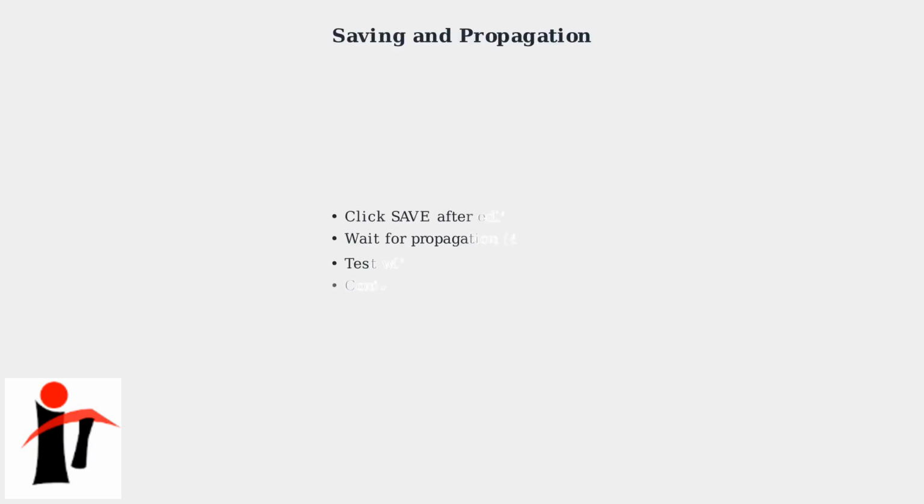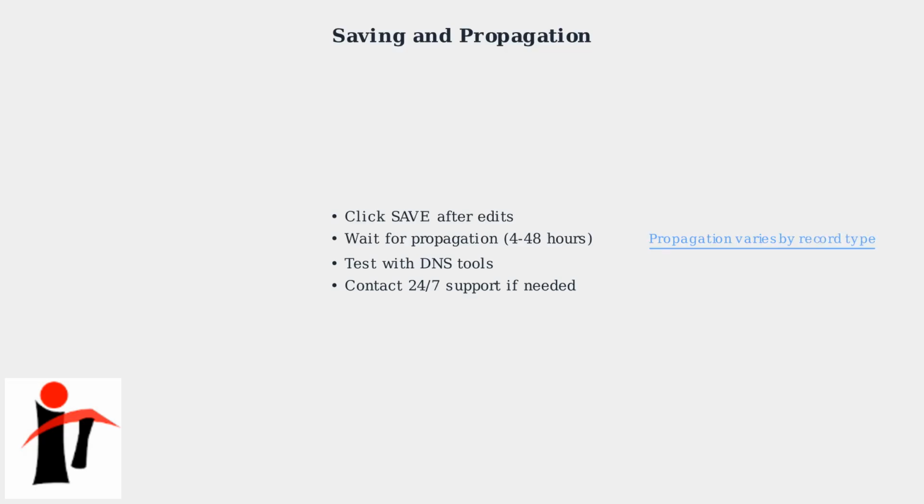After making any DNS record changes, be sure to save your updates. Changes typically propagate within 4 to 48 hours, depending on the record type. SiteGround offers 24/7 support if you need assistance with any updates.